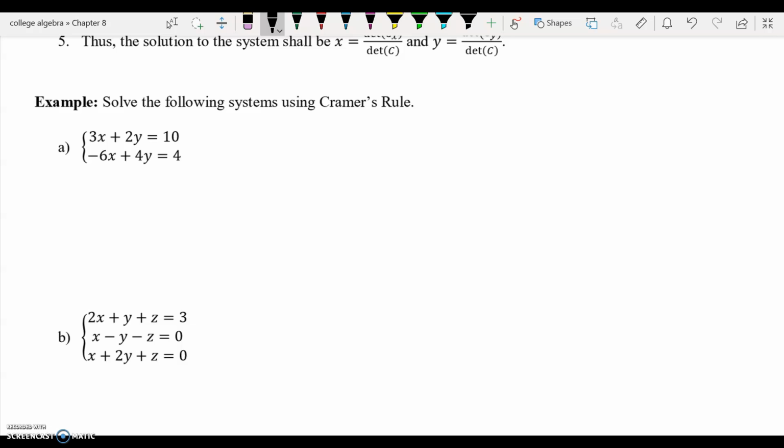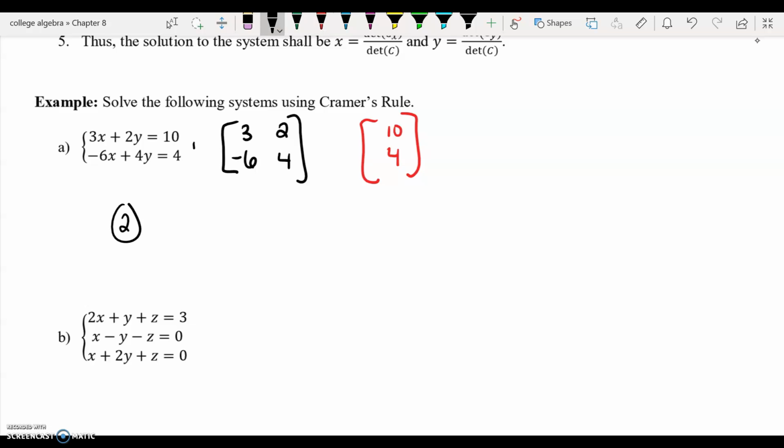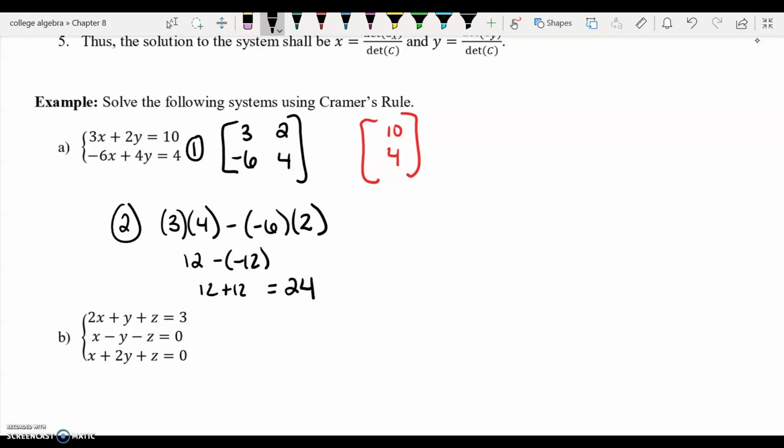So if they give you this, I'm going to create two matrices, one for the coefficients and one for the answers. So that's your first step. Your next step, so I'm going to say step 2, first step, is to find the determinant of the black matrix, so the coefficient matrix. So I would do 3 times 4 minus -6 times 2. So that's 12 minus a -12, so that turns into 12 plus 12, which would be 24.